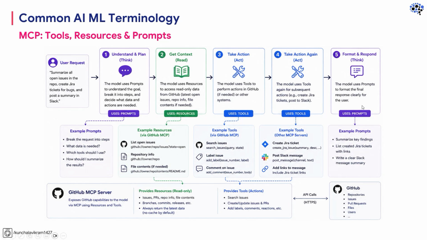So the AI agent also knows this prompt, like it knows that there is a prompt template exposed by one of the MCP servers, so it uses that prompt template to perfectly generate the response and post. If it doesn't find this prompt template, it may use its own knowledge on how to format the response and post it in Slack, right?